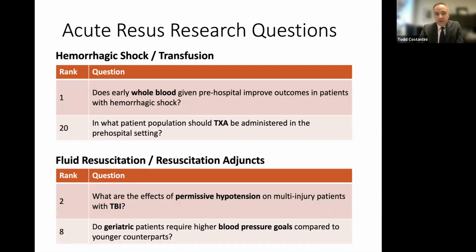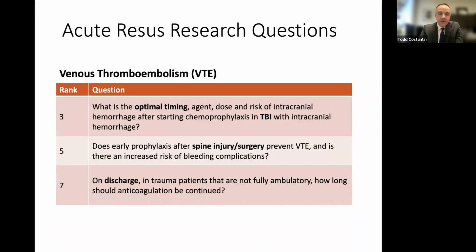Again, we talked about the issue of permissive hypotension and TBI. We see the 8th ranked question was the same question in geriatric patients. Again, pretty high interest in determining what our goals of resuscitation actually should be. Next slide.